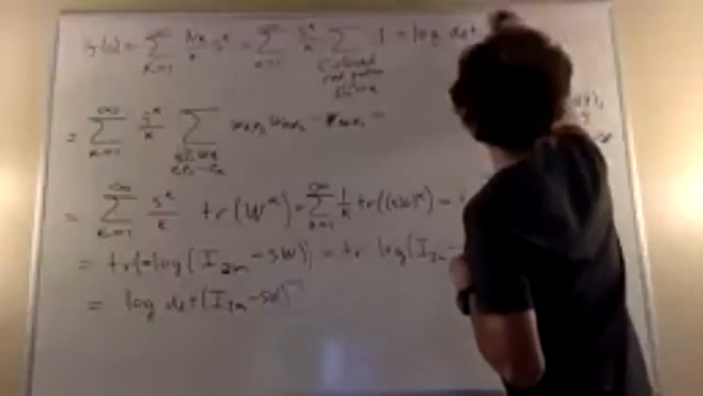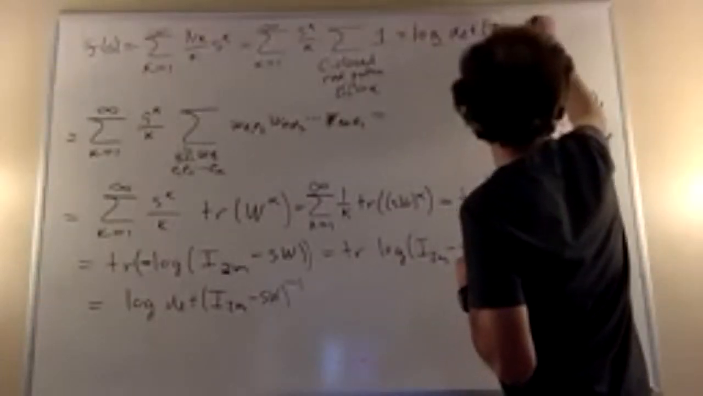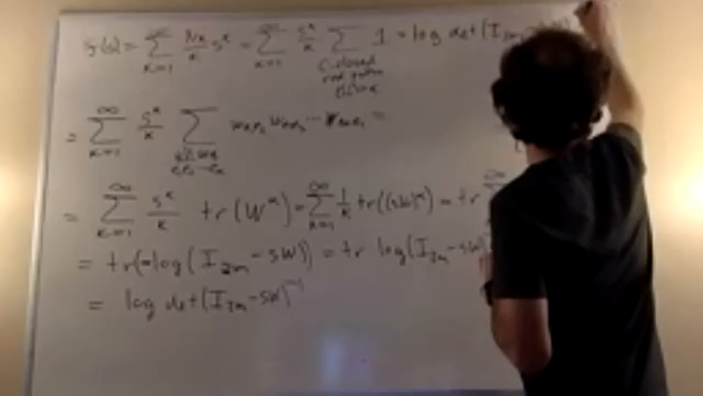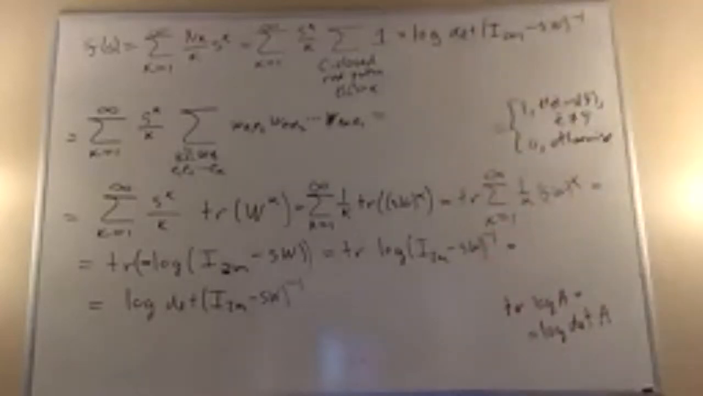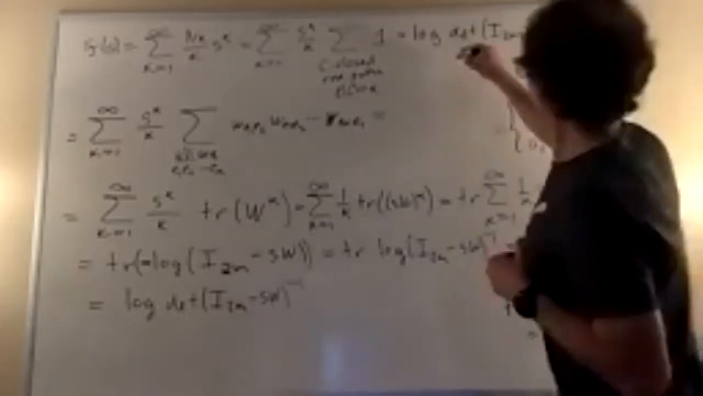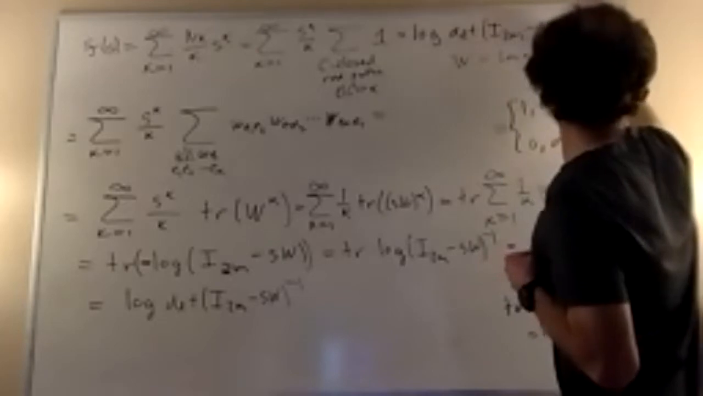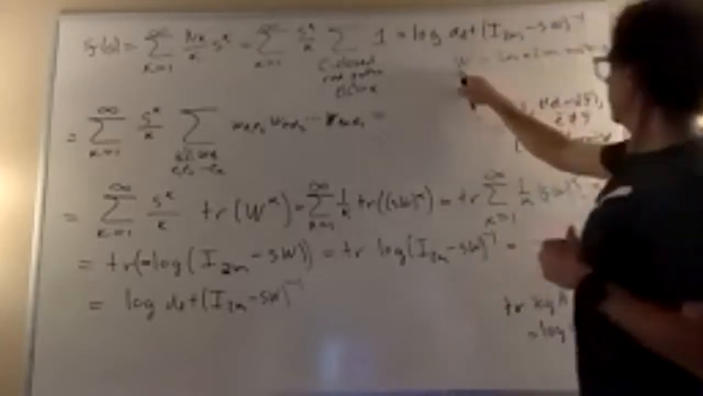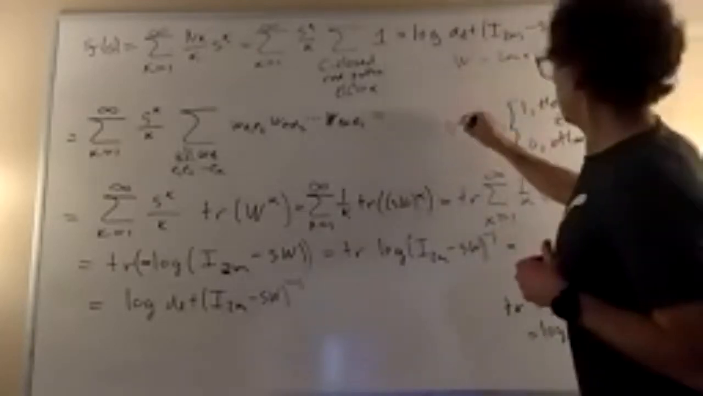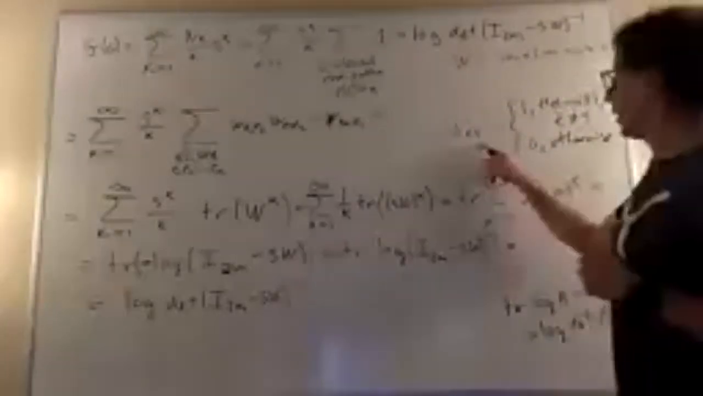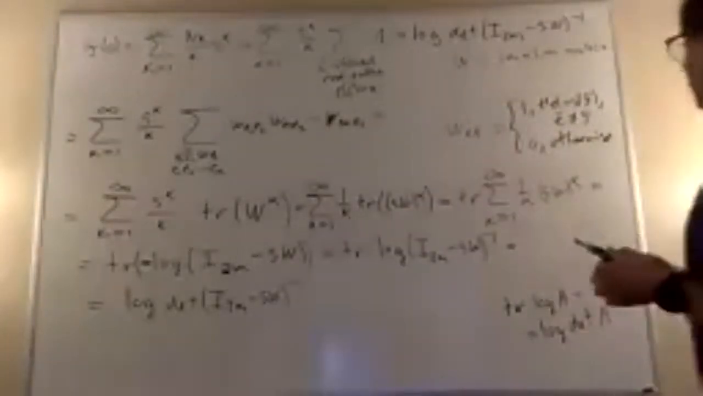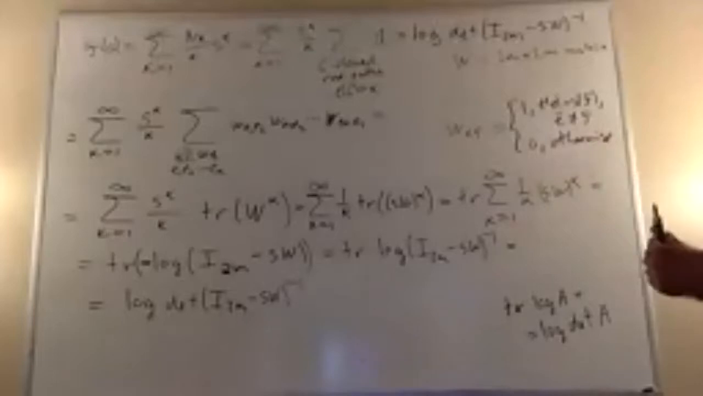Logarithm determinant of I 2m minus SW inverse. Okay, so what is W? W is a 2m by 2m matrix. The entries of W are labeled by pairs of oriented edges in my graph, exactly like this.